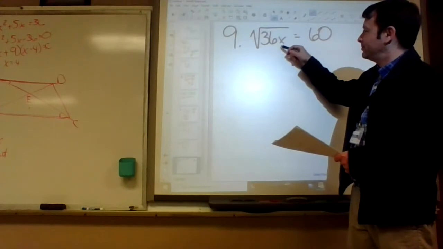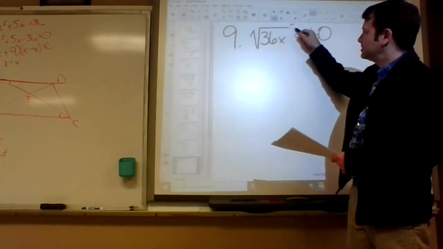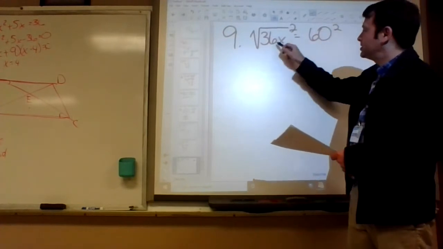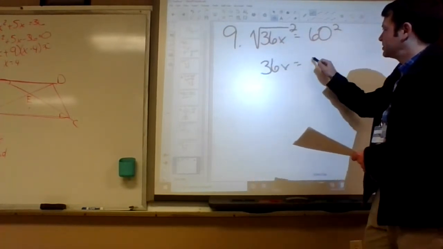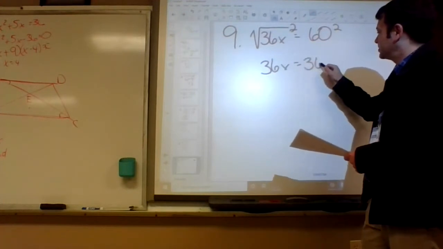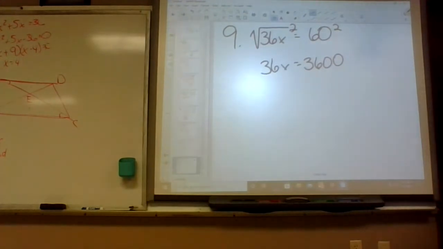All right, and then this is kind of like the last problem. What did we do last time? Oh, we get rid of the square root by squaring it. So that just becomes 36x. You guys know what 60 times 60 is? 60 times 60 is 1,200. 12,000. No. 120. No. Are you serious? Okay. All right.